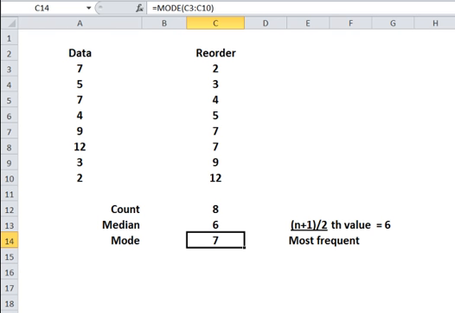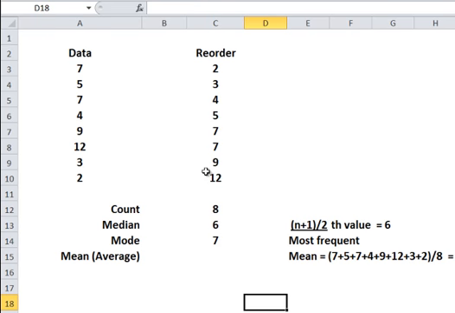The mode, again, just insert mode. What's the most common number here? And it tells us the most common number is 7. Well, there are 2 7s, and there's no other number with double figures like that. So there's a 7 and a 7, so 2 of those. So 7 is the modal figure.